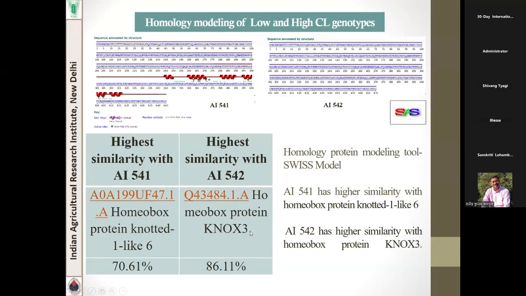So then there is a difference in the gene or protein coding for these particular genotypes also. At NOX3, in case of AI542, it is a homeobox protein, not like KN1, responsible for deciding cob length. In 541, cob length is more. That may be due to a negative effect, like some part is deleted. The deletion might have been favorable for increasing the cob length in case of 541.